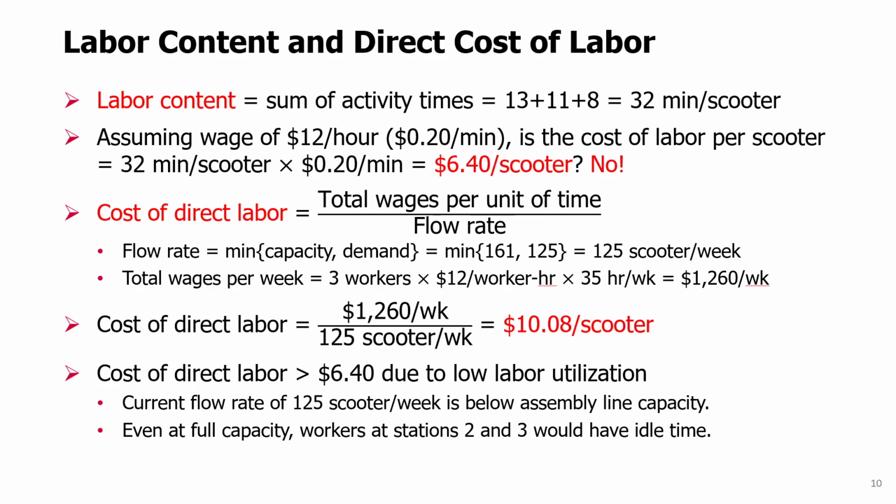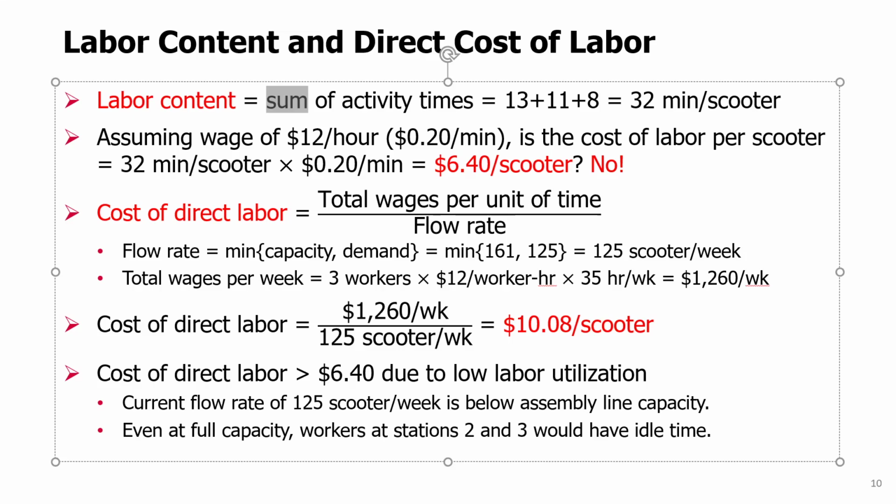So an important aspect in assembly lines, especially manual labor-based assembly lines, is the amount of work the workers have to do and the cost of labor related to the assembly line. Labor content we will define as the sum of activity times. In our case, because the activity times were 13, 11, and 8, the labor content is 32 minutes per scooter. This is how much work we require to assemble each scooter. Remember, it's divided among the 3 workers.